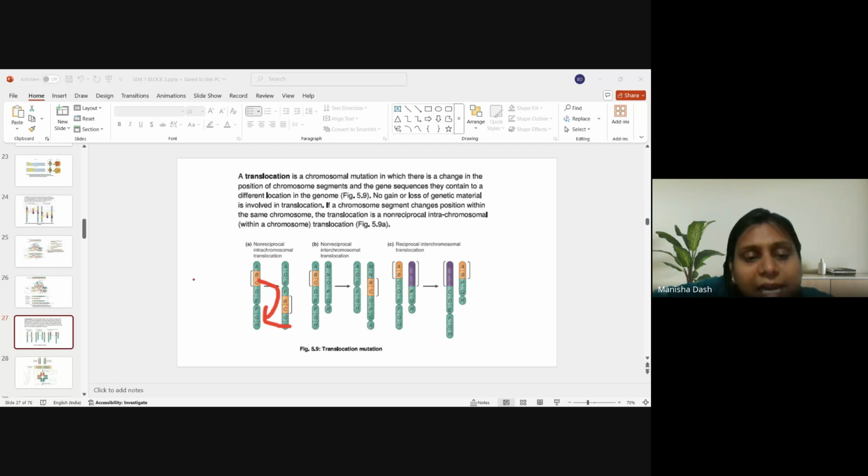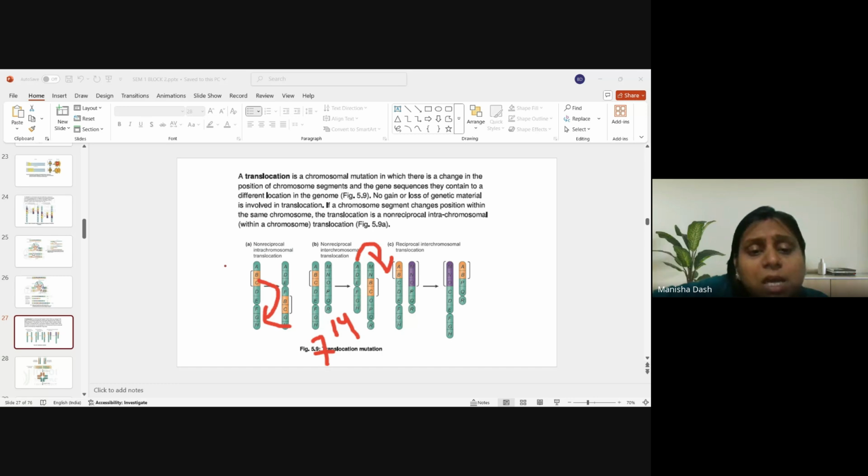Similarly, in the second case, this is non-reciprocal, but it is interchromosomal because the transfer is happening between two different chromosomes. Let's say this is chromosome number 7, this is chromosome number 14. As two different chromosomes are involved, but there is again a one-way exchange, only the segment is shifted from chromosome 7 to 14. So it is a non-reciprocal, interchromosomal translocation.